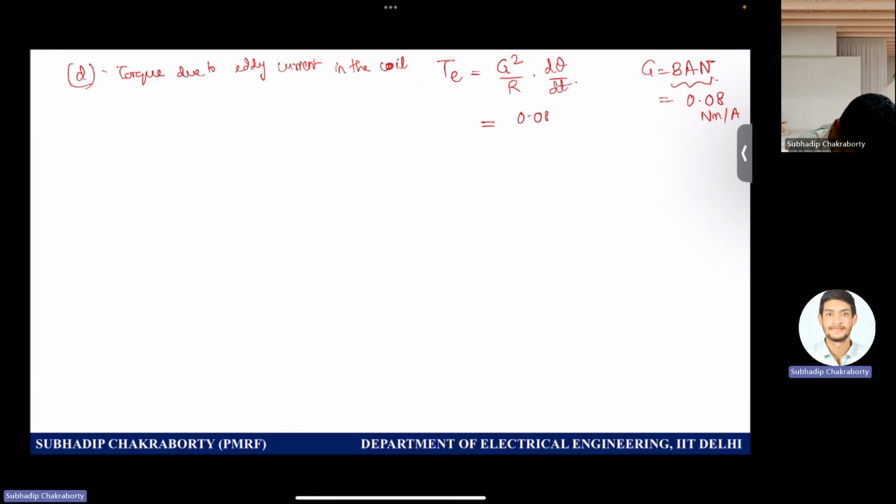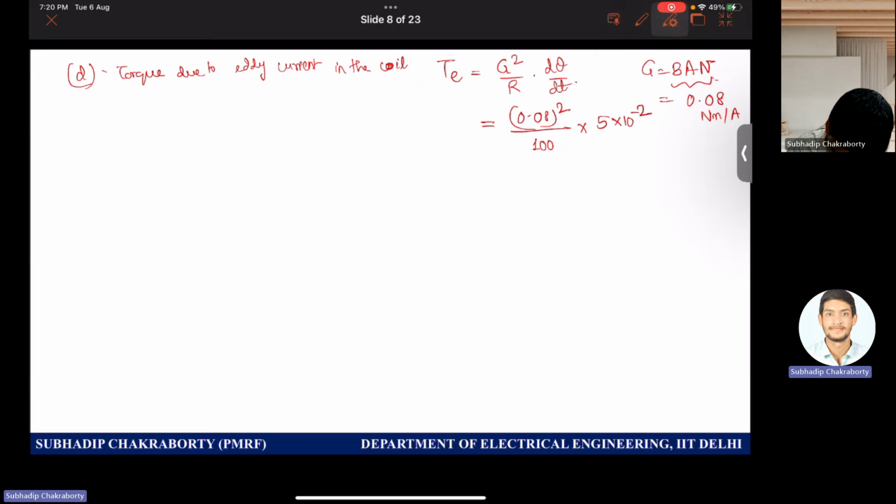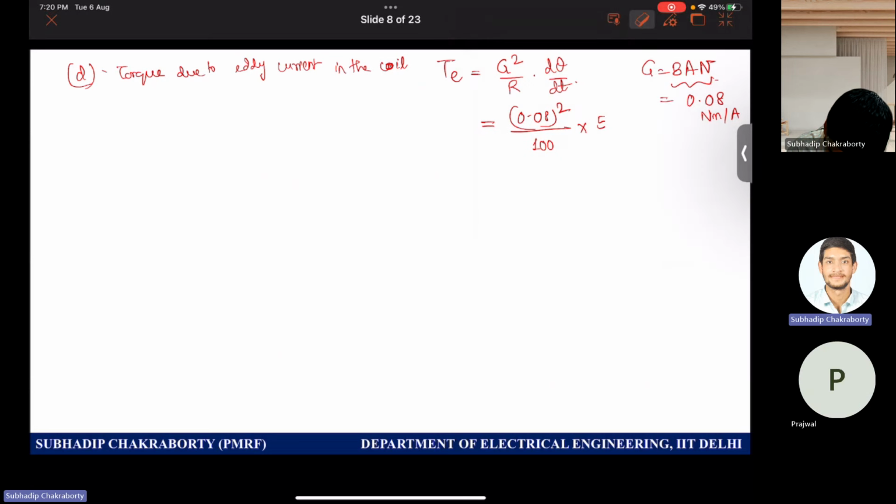So it will be G square divided by R, multiplied by 5. Sorry, 5, because 10 to the power minus 2 will not come, since it is already given that it is 5 radians per second. This is omega, okay? Omega in radians per second.